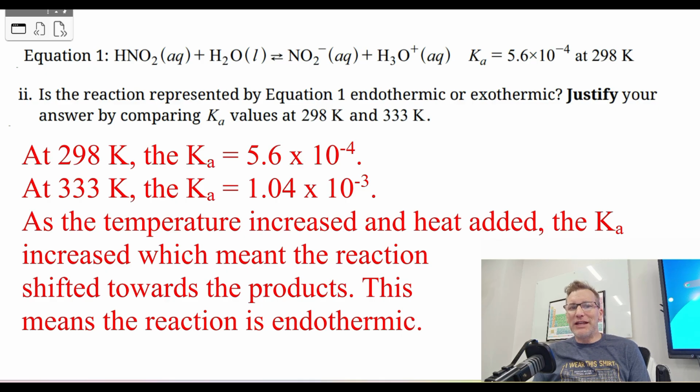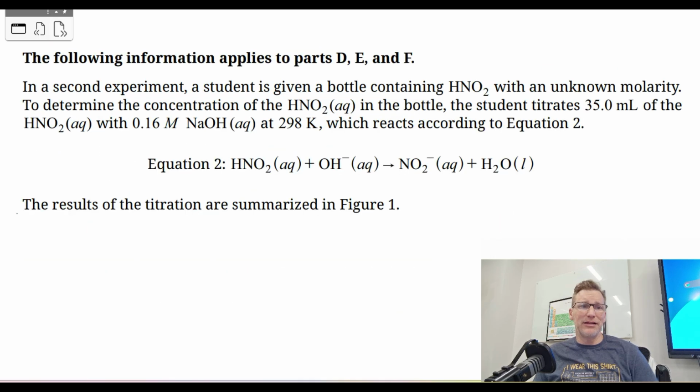the first Ka value is 0.00056. The other one is 0.00104. The K actually increases. If the K increases, that means the reaction has shifted towards the products. That means the reaction is endothermic as temperature increases and heat is added. That is a little Le Chatelier's principle right there.